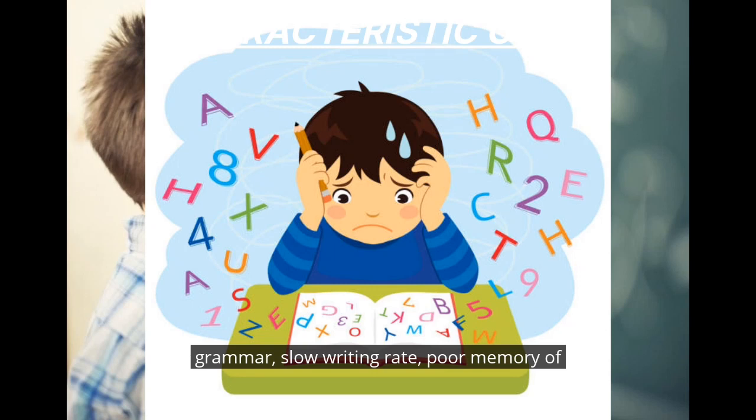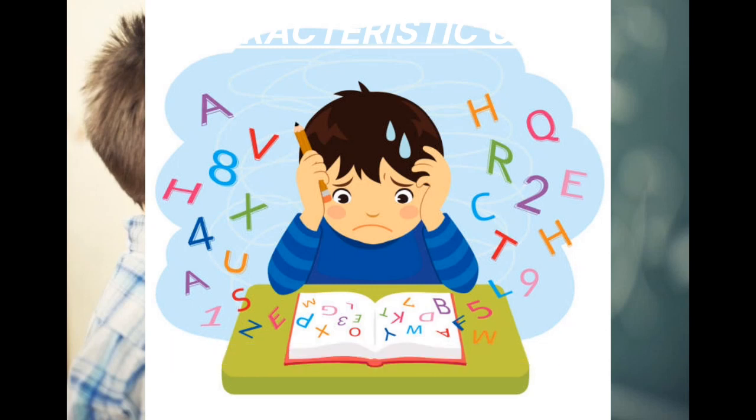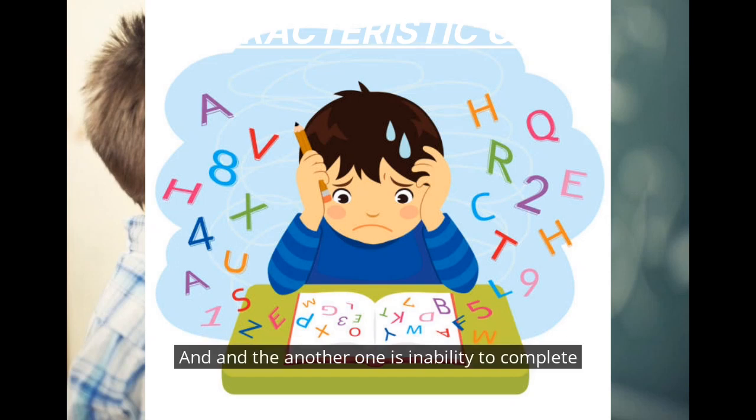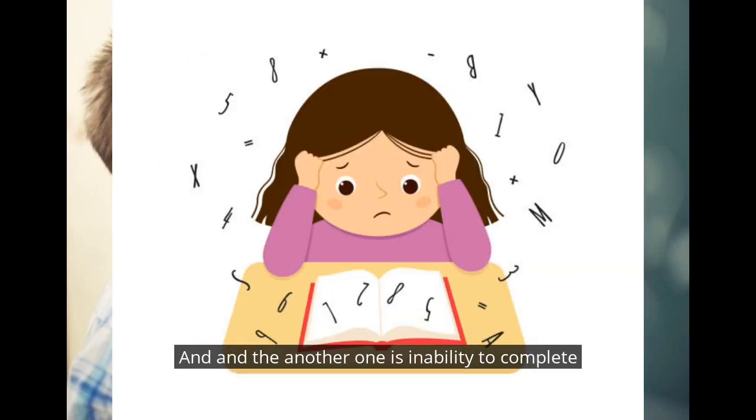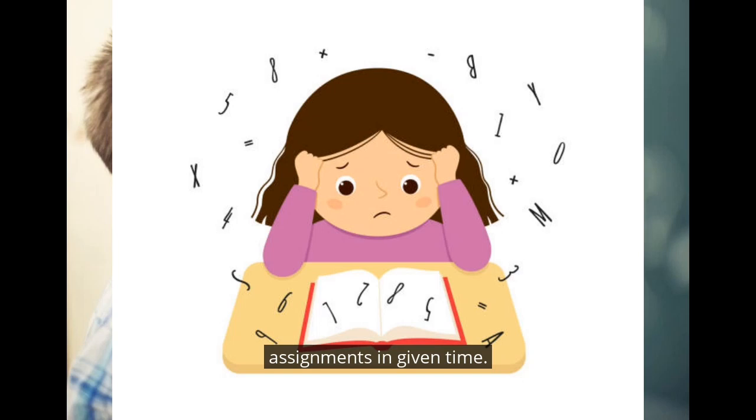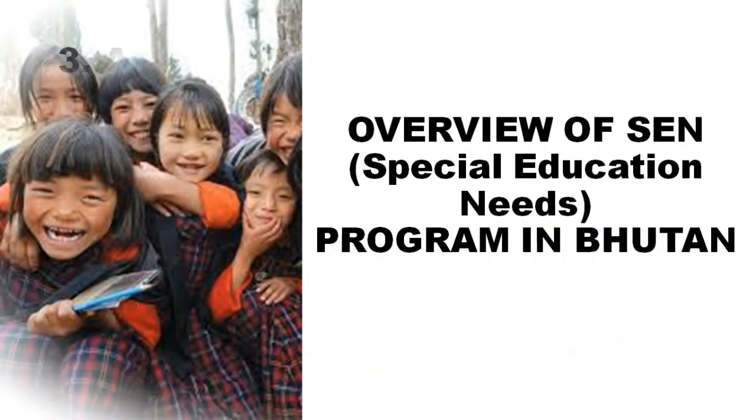rate, poor memory for recalling material, like forgetting the things which we have kept, and another one is inability to complete assignments in the given time. So if you have these characteristics, it somehow depicts that we may have a learning disability.